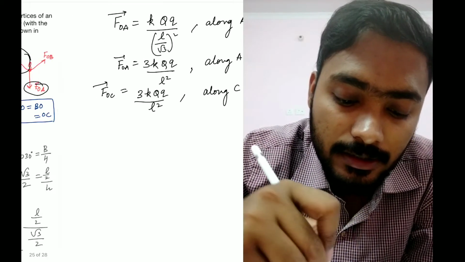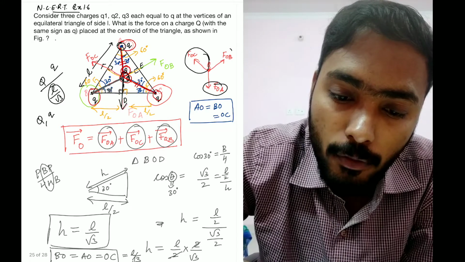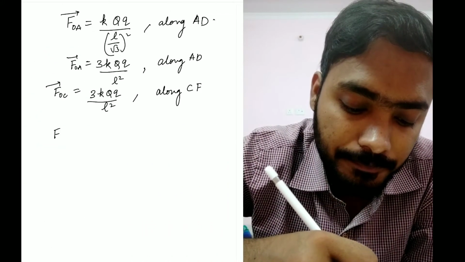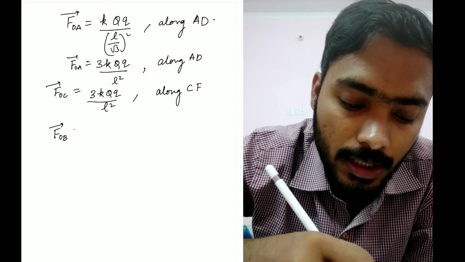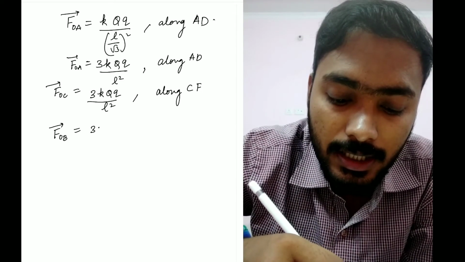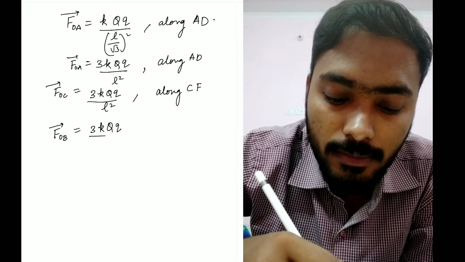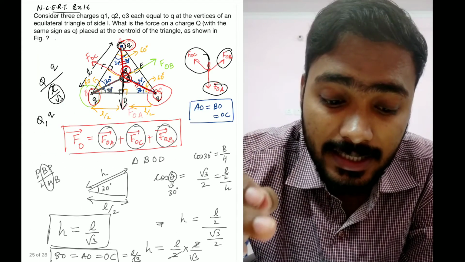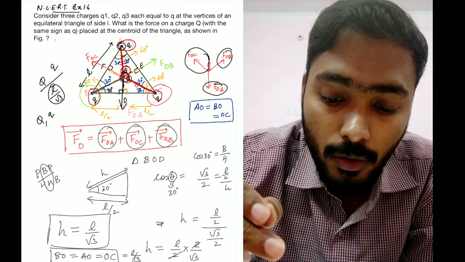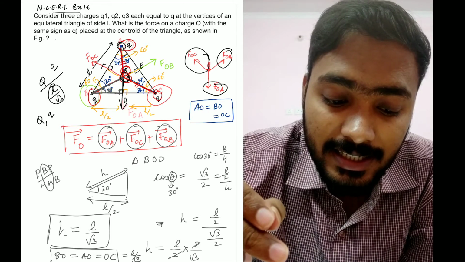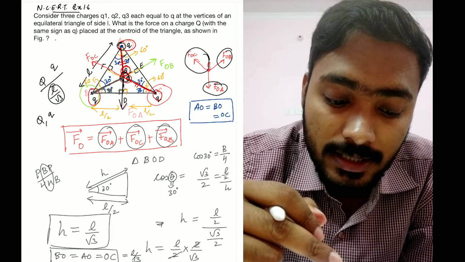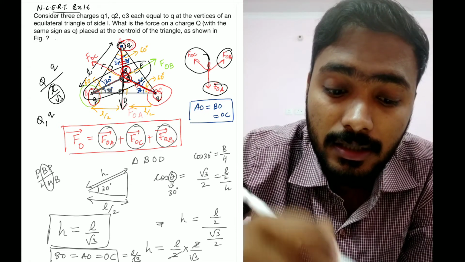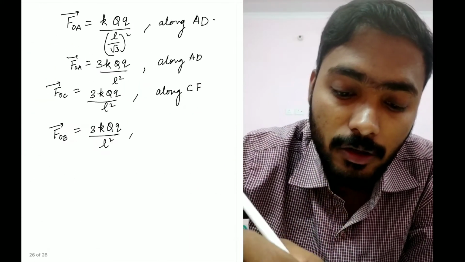Very similarly, the third one, FOB, is also having the same thing, right? So FOB is again 3KQq by L square. The difference over here is the direction. The direction of FOB, you can see, is along BE. Can you see BE? I hope that is understandable, along BE.